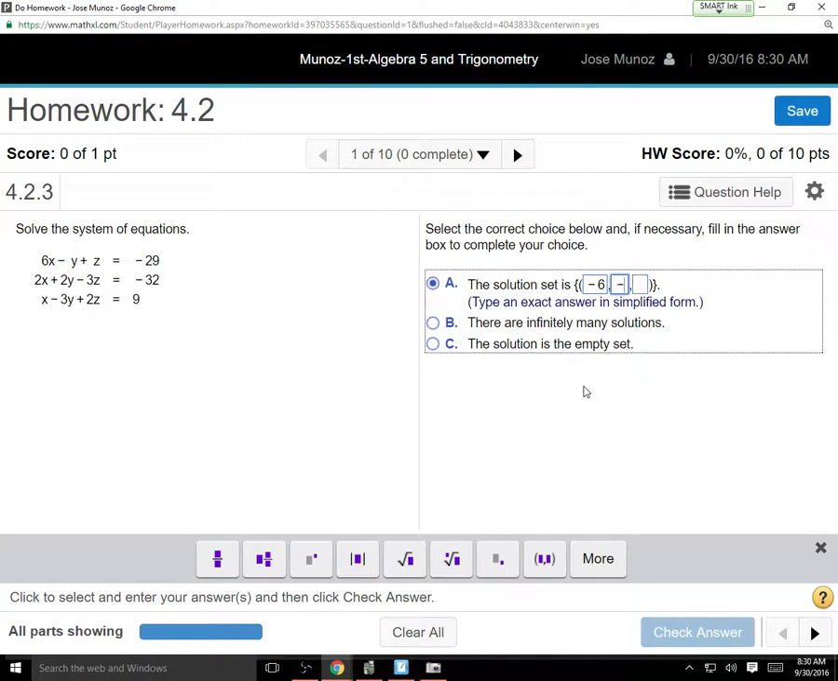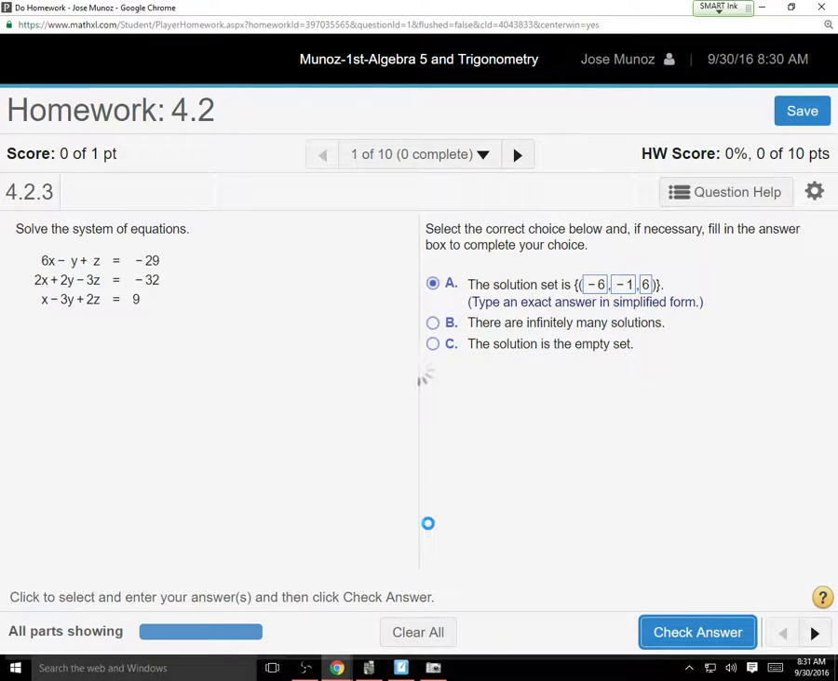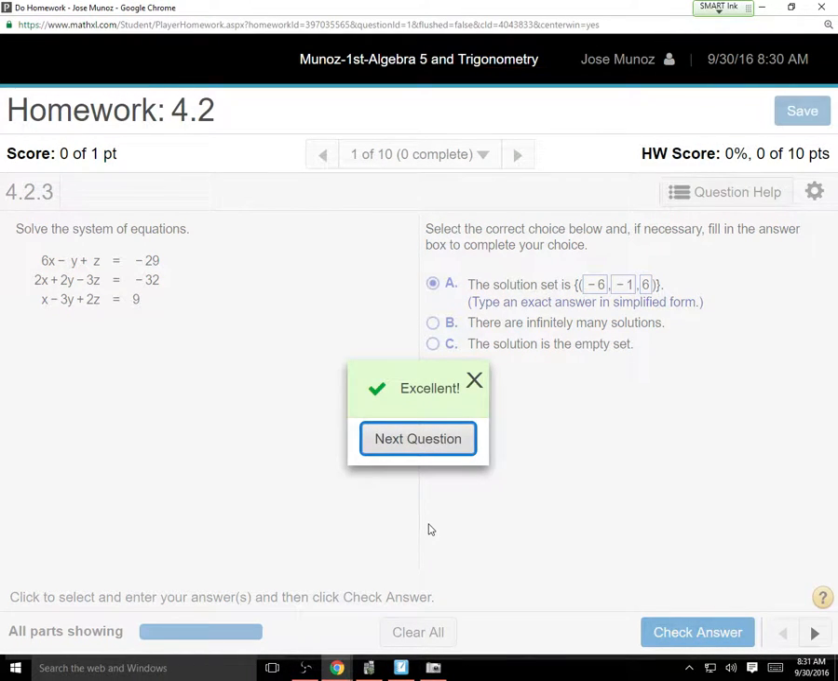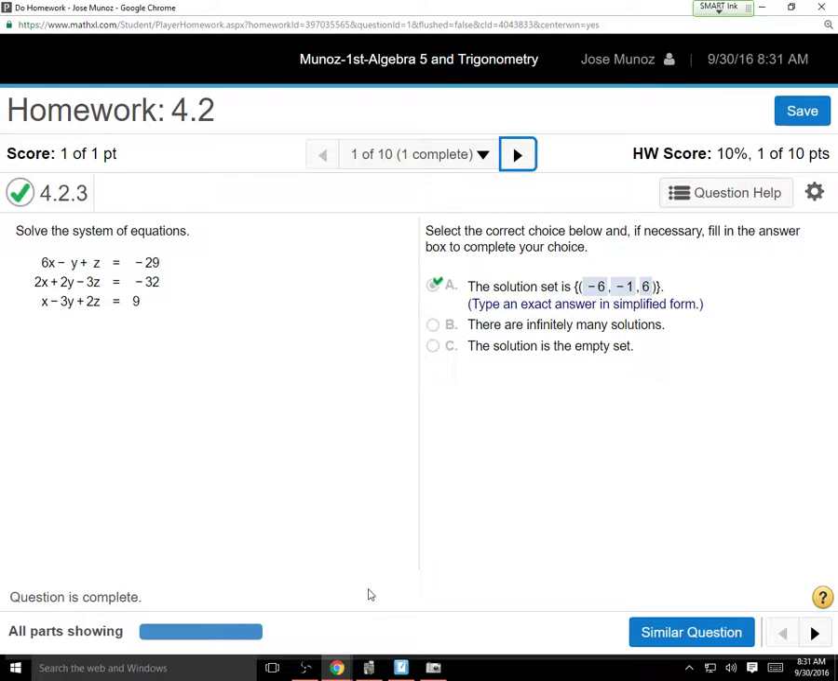So we got -6, tab -1, tab 6. Does anybody else get irritated by that when it takes a while to tell you? Like, the suspense is killing me. All right. Now, yes, you need to know how to do that by hand. Once you have mastered it, you can use your calculator.